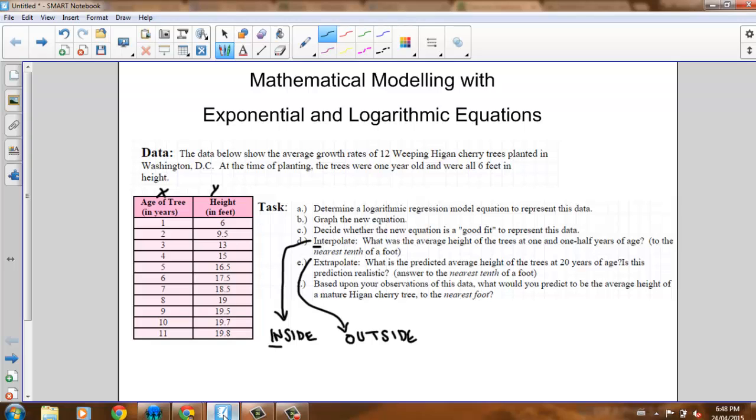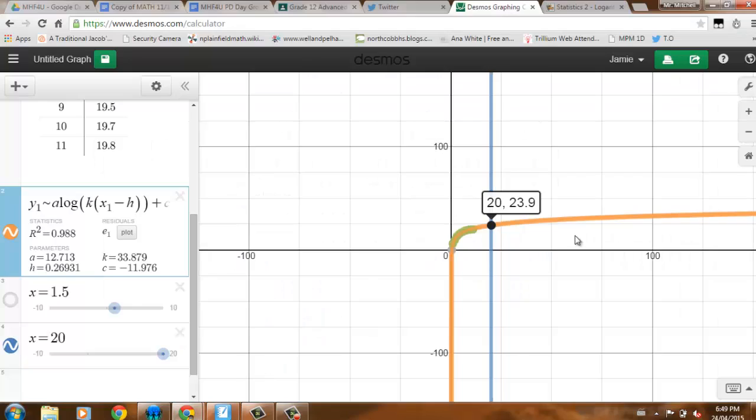And I would say, based on our observations of the data, the trees are going to level out, and they're going to be probably between 24 and 24 feet tall. I don't think, like our model predicts, if we go for infinite time, that the trees could be 100 years old and continue to grow. They usually just level off.